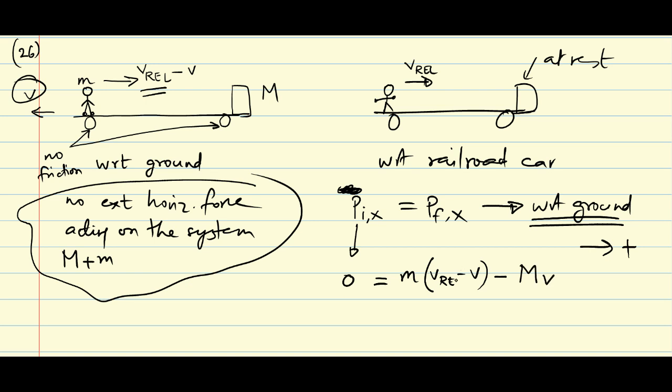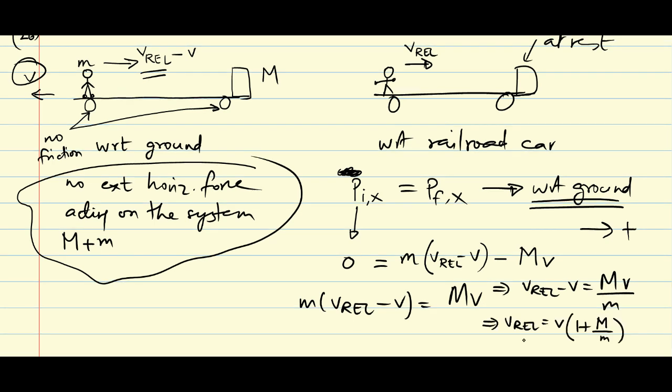And when I manipulate this, what do I get? m times (v relative minus v) is equal to M times v, and that implies that v relative minus v is capital M into v upon small m, and this finally gives me an answer. V relative equals v into 1 plus capital M upon small m.